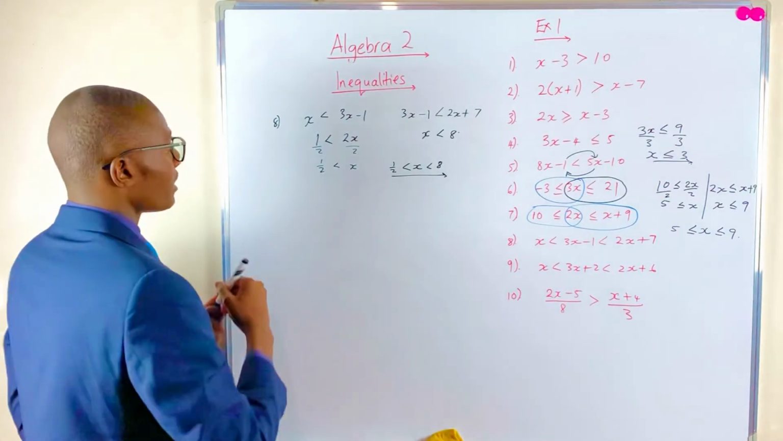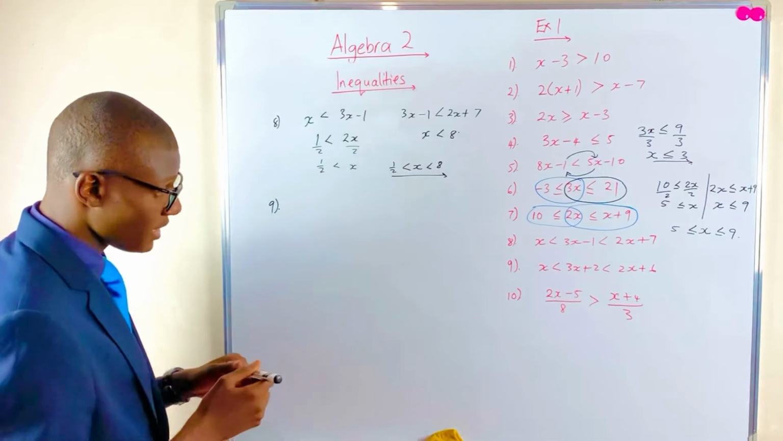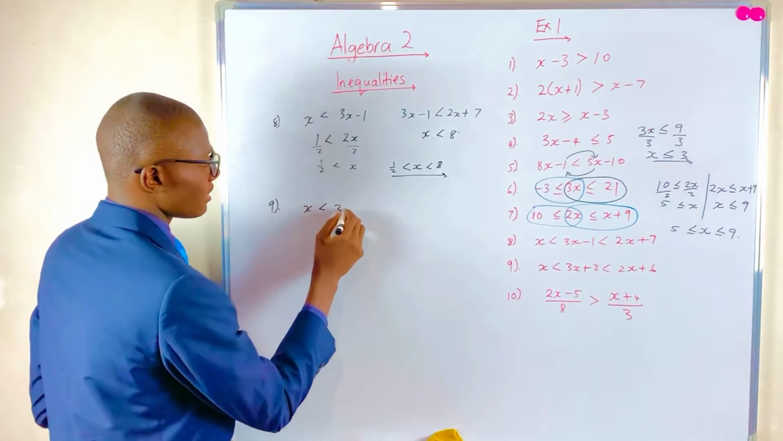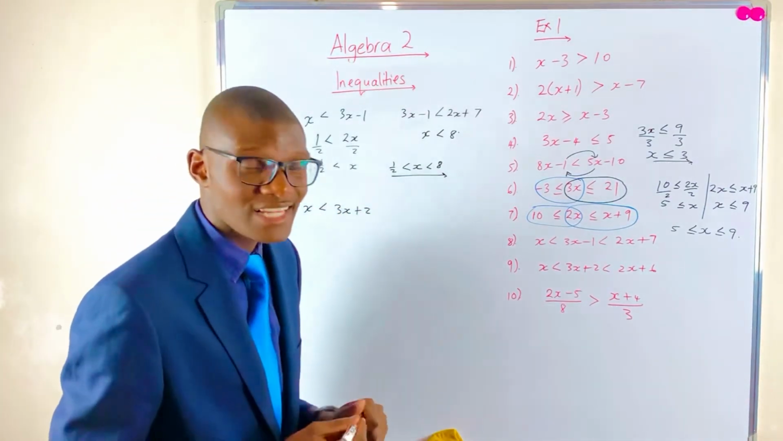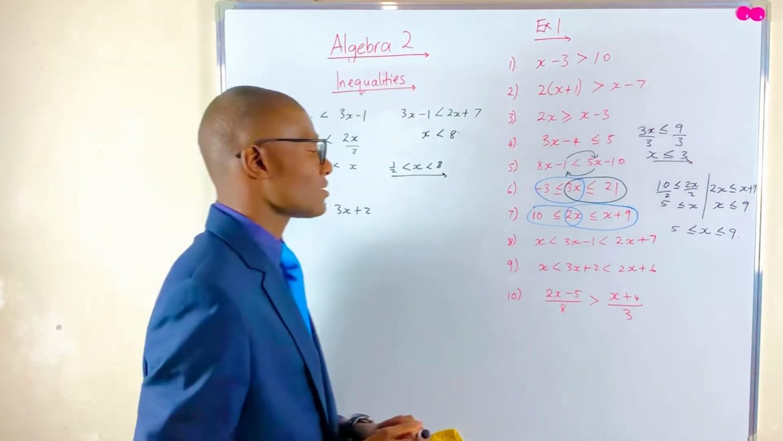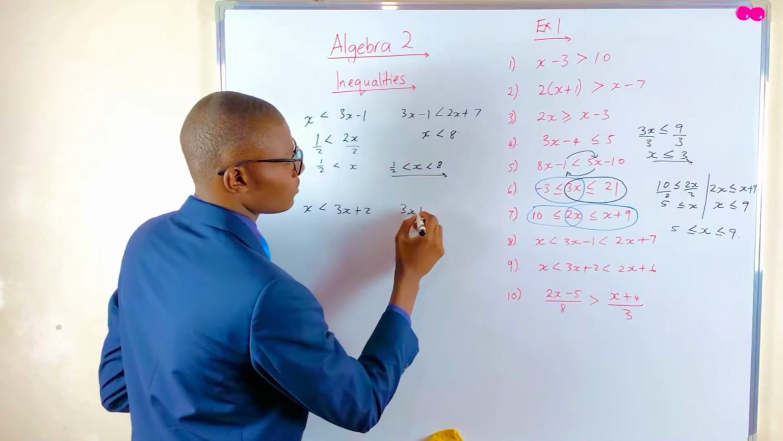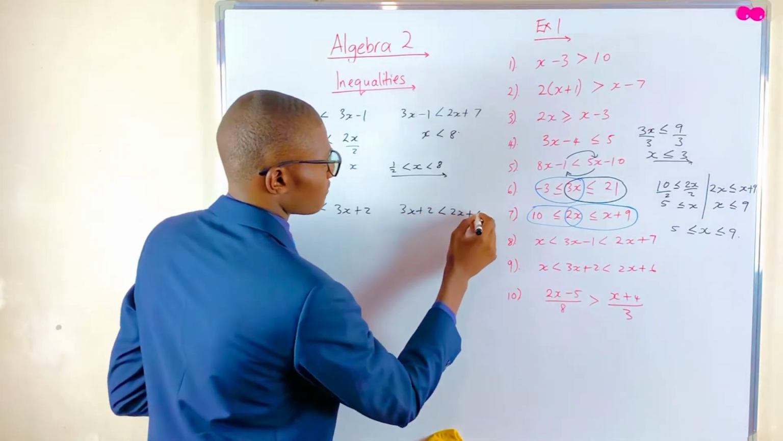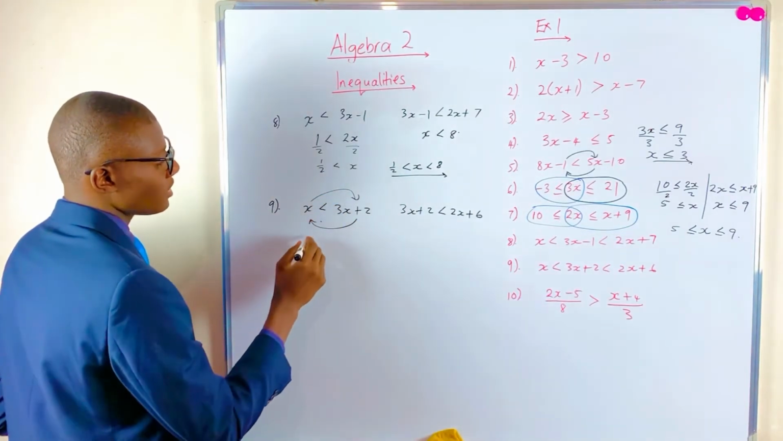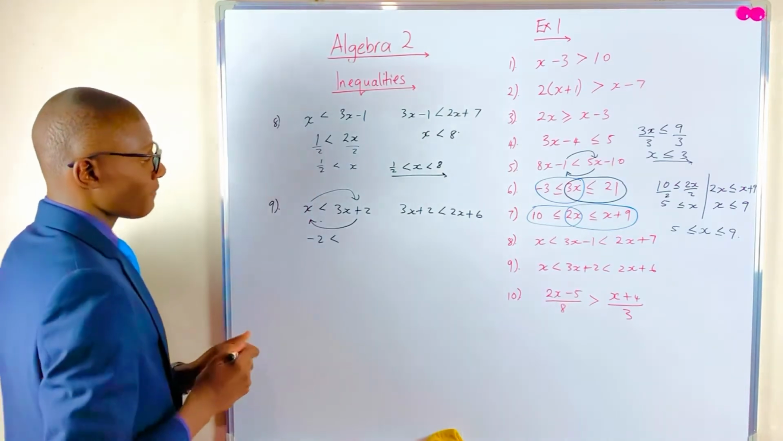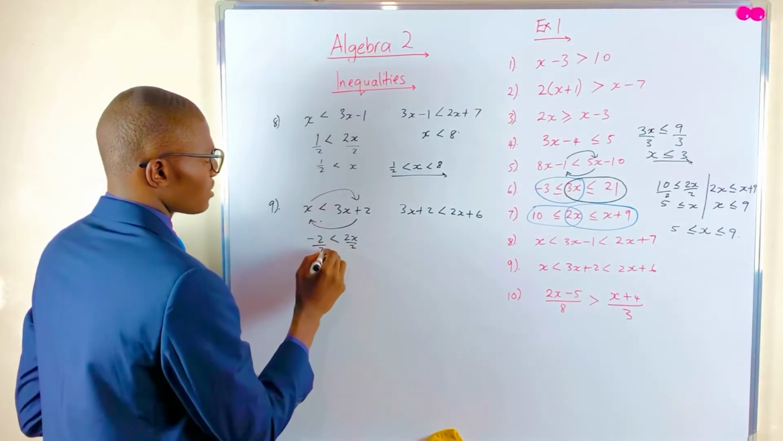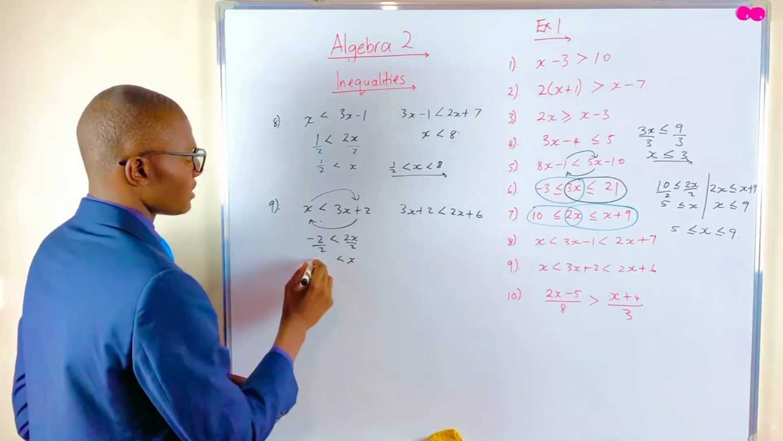And then now looking at number 9. Number 9 we shall split again. So the first inequality will be x being less than 3x plus 2, and then the second inequality would be 3x plus 2 being less than 2x plus 6. We take this to the right hand side and this to the left hand side. So minus 2 is less than 3x minus x, which will give us a 2x. Then dividing both sides by 2, x will be greater than minus 1.